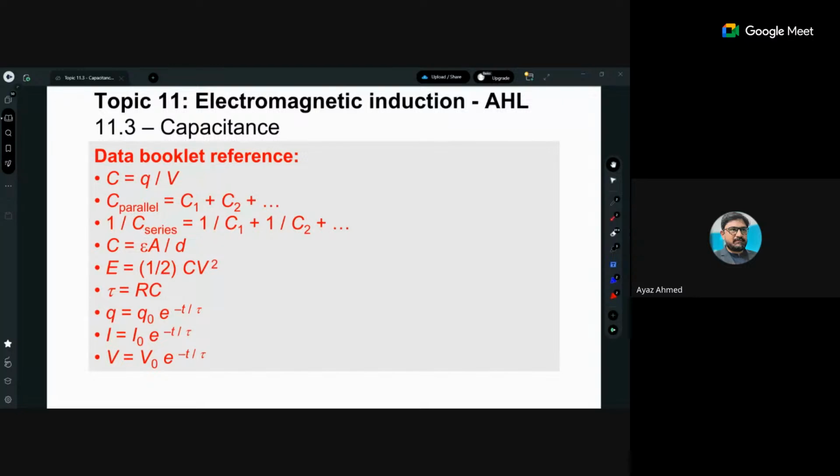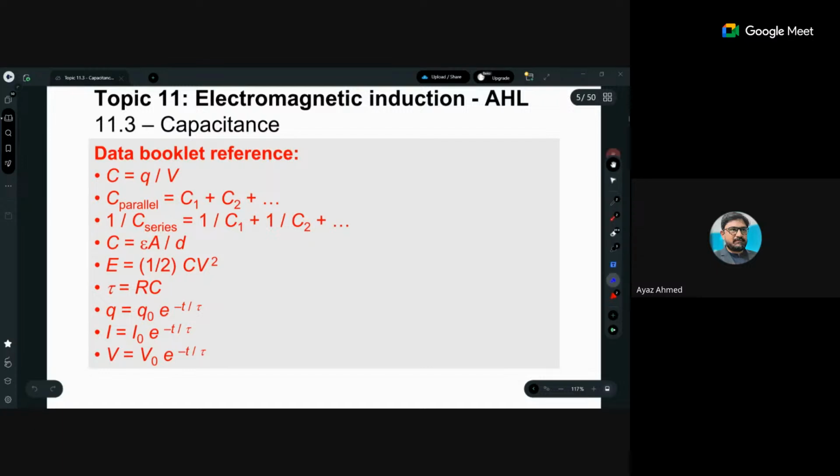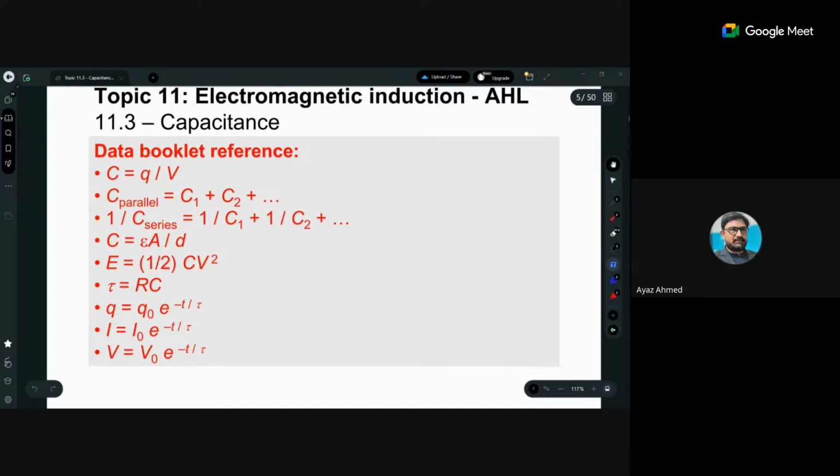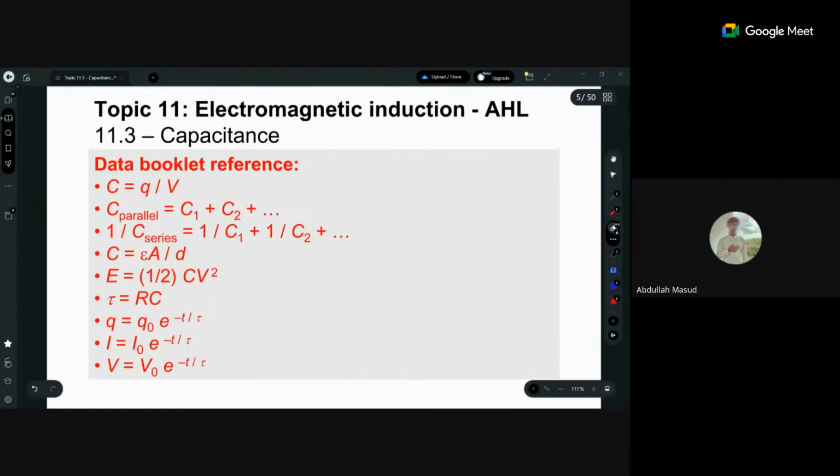Then the capacitance of parallel capacitors, then the capacitance of series capacitors, then the capacitance of a capacitor with a dielectric material, and area and distance or separation between the plates. Then we have to talk about the energy stored in the capacitors. Then we will talk about RC time constant, then charging, discharging, current, voltages and charge. So these all are basically capacitors. Is it clear? Okay.